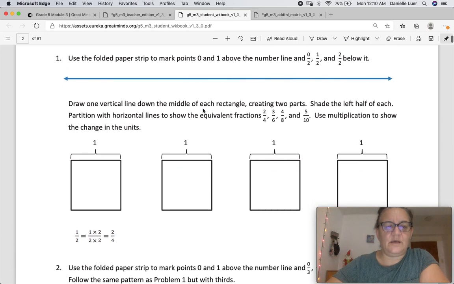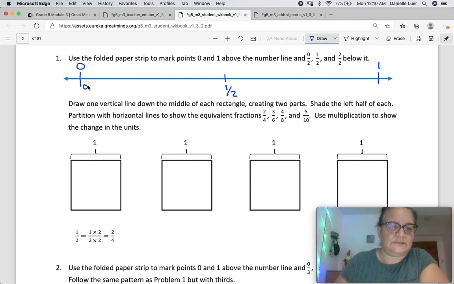Okay. Number 1: use the folded paper strip to mark points 0 and 1 on the number line. So here's our number line, 0 and 1. And then we're going to write in our fractions. So split that in half. This would be 1/2, right? 0, 1/2, 1. Well, 0 also equals 0/2, and 1 also equals 2/2. So let's draw it in our boxes.